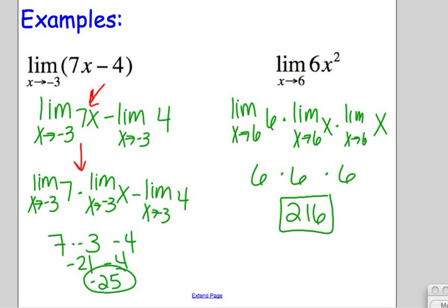Over here, 6x squared is actually a product of three things: 6 times x times x, because the x times x is what makes the x squared. Each of those limits equals 6, and 6 times 6 times 6 is 216.